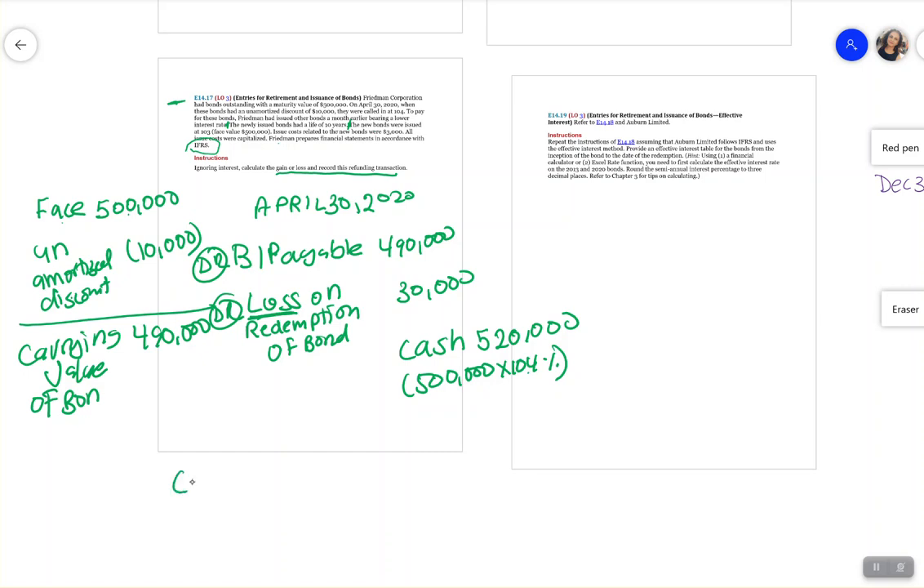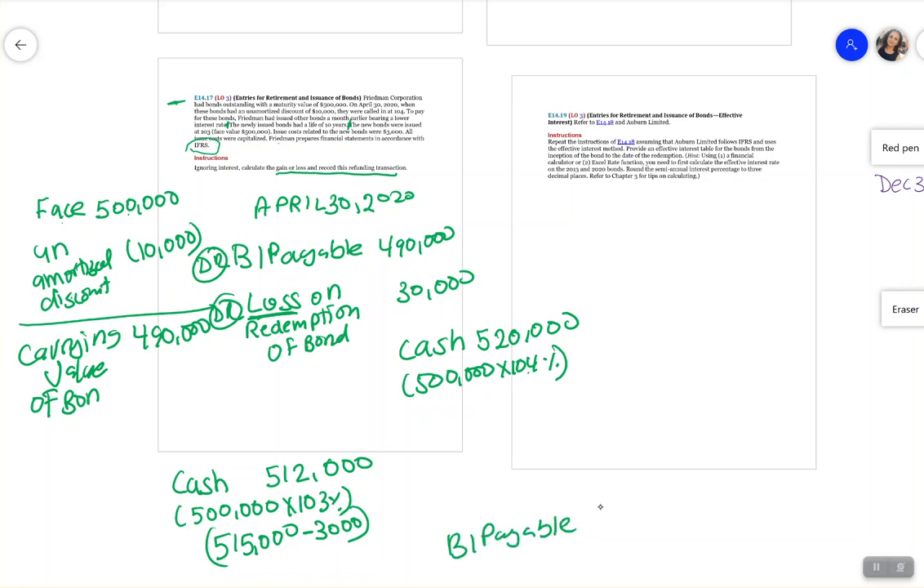So let's do our entry now. Our cash, they told us we issued it at 103. In that amount, 3,000 is already in it. So we know that 500,000 multiplied by 103% gives me 515,000. In this 515,000, the 3,000 is already in it, so I need to take it out because I cannot amortize that. So I'm going to receive 512,000 in cash, and the credit will be your bonds payable of 512,000.